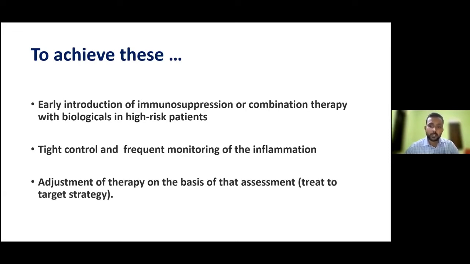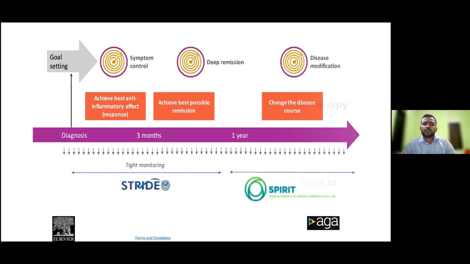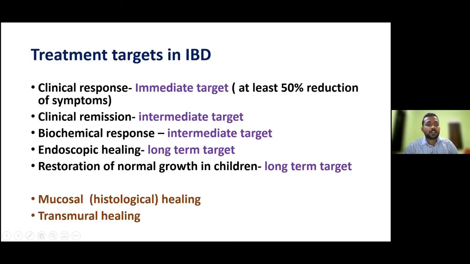And if the patient is not responding, we have to adjust the therapy, which is called the treat-to-target strategy. So these are our goals. Our first goal is symptom control, our second goal is deep remission, and the third would be disease modification, which is coupled with tight monitoring. So these are our treatment targets.